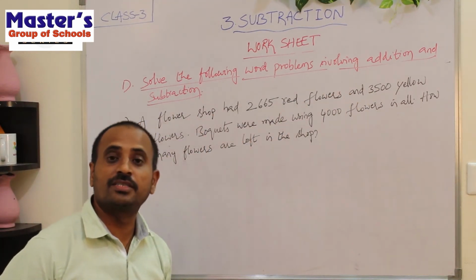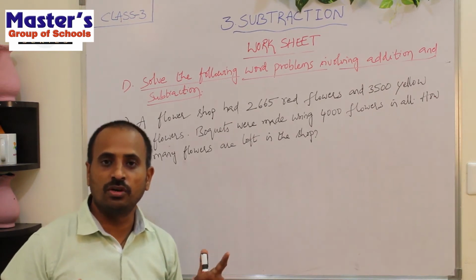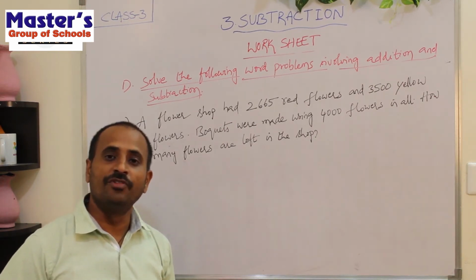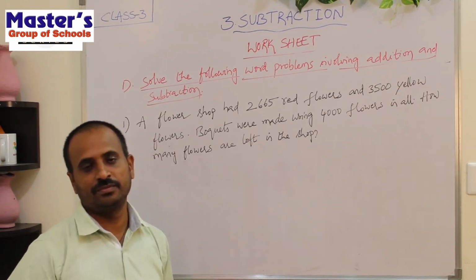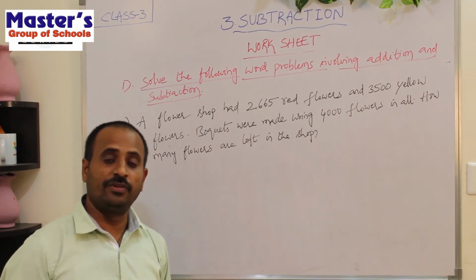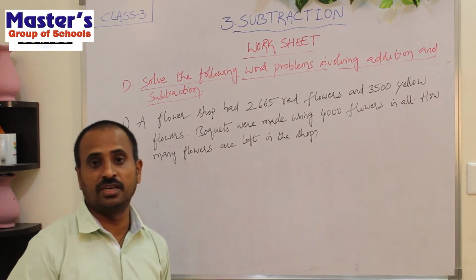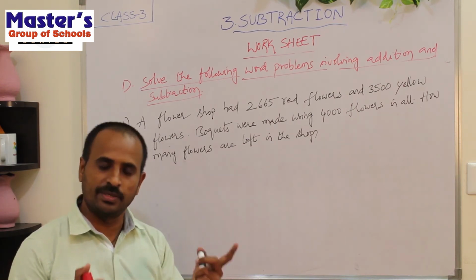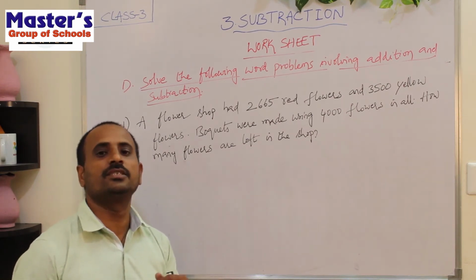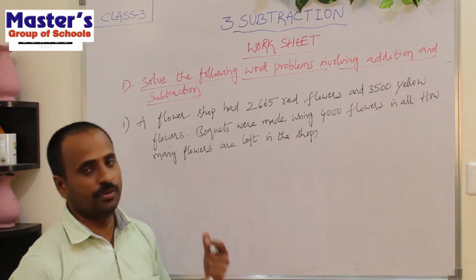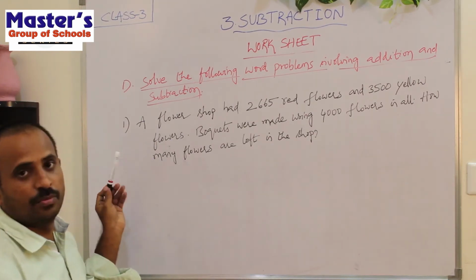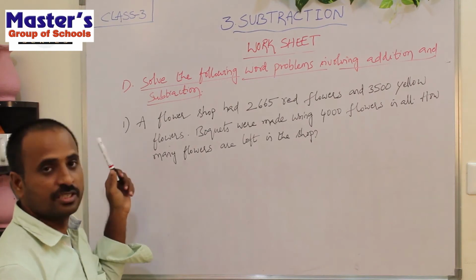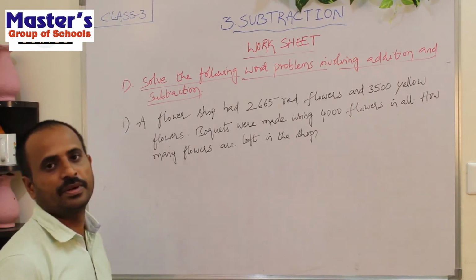We have already discussed in this chapter how to solve problems which have both addition and subtraction. Do you remember? If there is both addition and subtraction, which process do we have to do first? We have to do addition and then subtraction. So see the word problem on it. This is an example of a word problem based on both addition and subtraction.